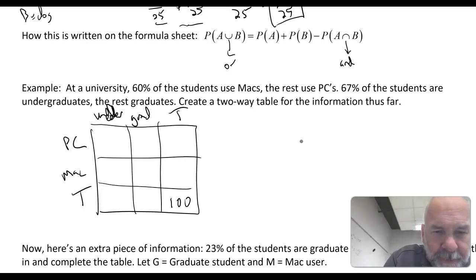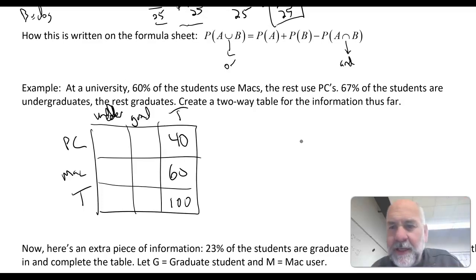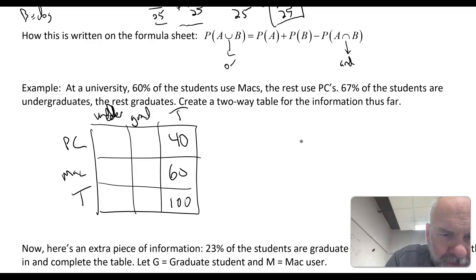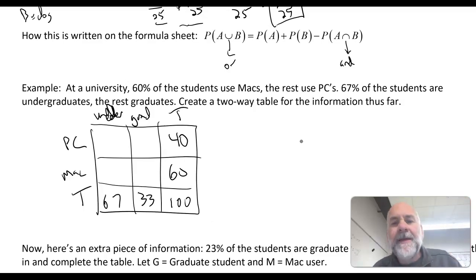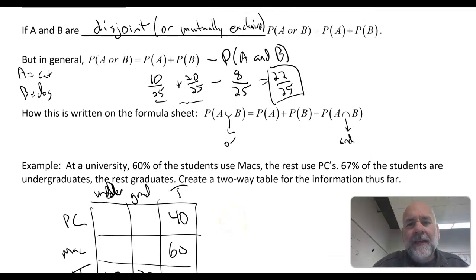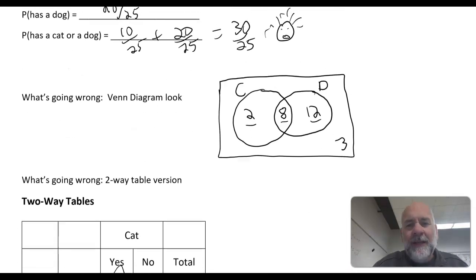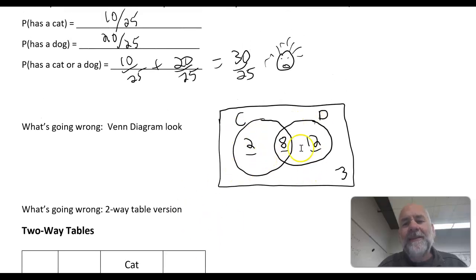So 60% use Macs, so the rest use PCs, and 67% are undergraduates, and the rest are graduates. This is all I could do so far because I don't know how many of the PCs are undergrad or how many PCs are graduate. It didn't break them down by category. It just gave me stuff about the totals. So I wouldn't be able to figure it out. It'd be kind of like if I just gave you a Venn diagram and told you the totals, but I didn't tell you anything about the overlap in the middle.